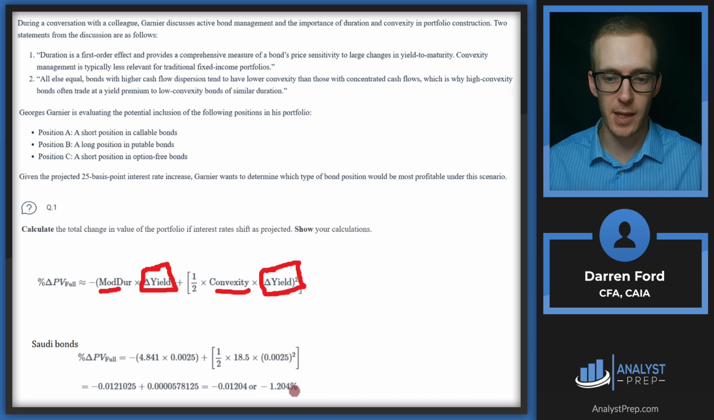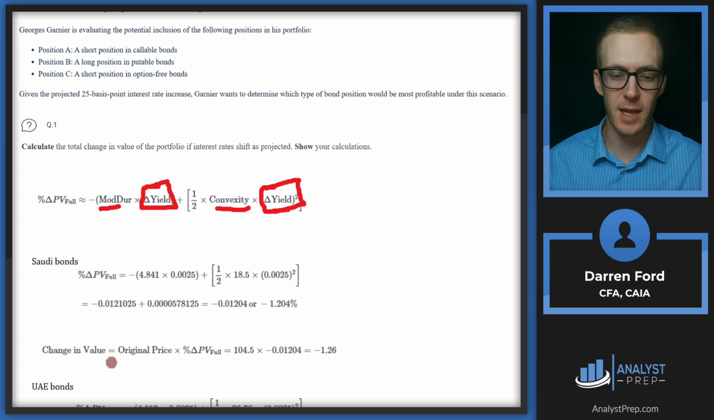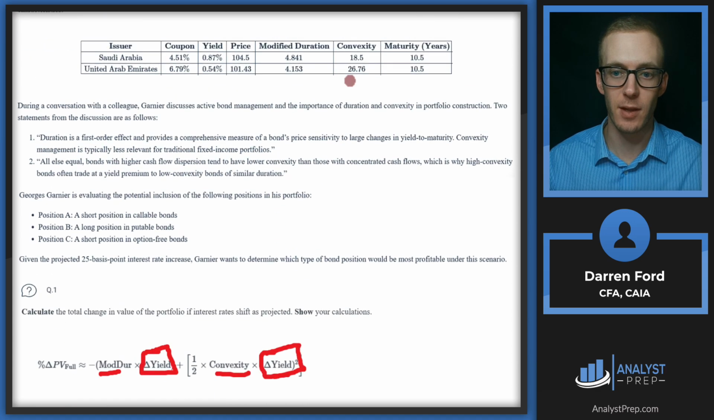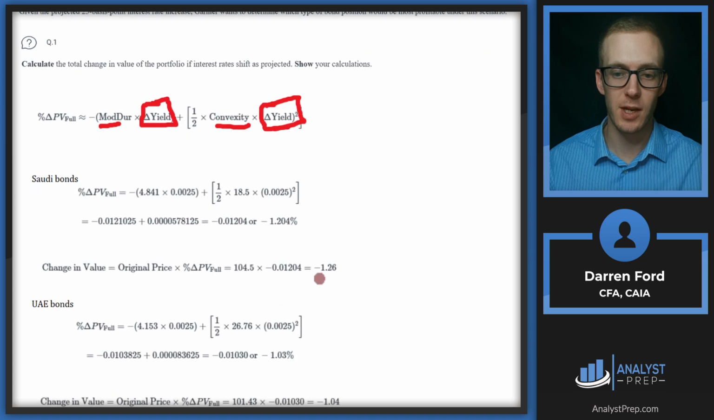So we get a percentage change of minus 1.204. Then we take that change and multiply it by our original price, which is 104.5, and I believe that's given right here. Yep, so we're given that as well, and then we get a change there of 1.26.